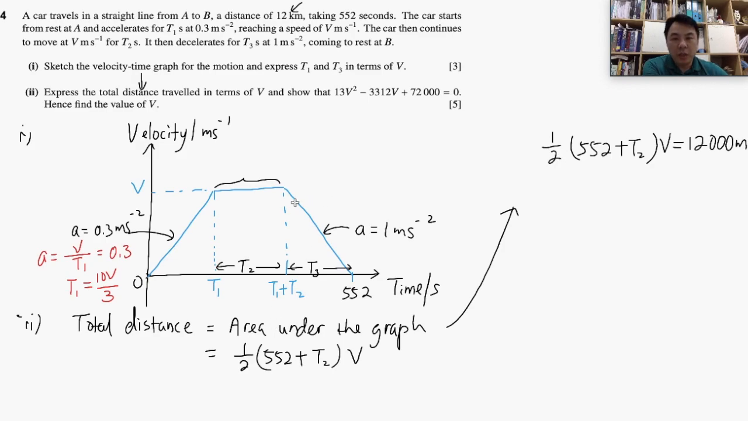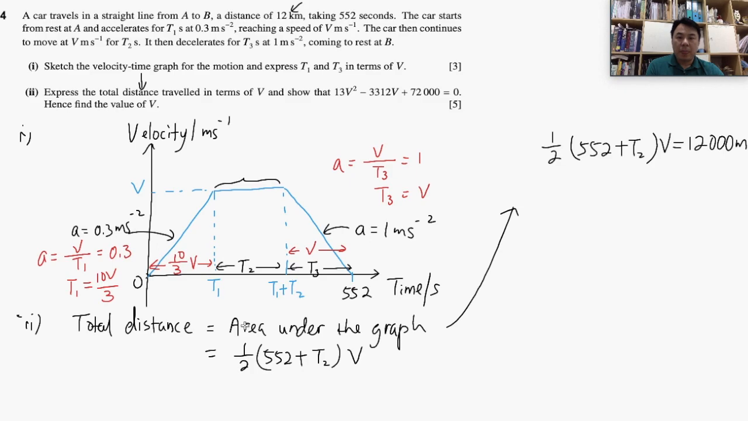And then we are also given an acceleration of a equal to 1 meter per second squared for the last stage of the journey. Now in this case we can write down a equal to v divided by t3, which is the same as 1. And here we can state that t3 is actually equal to v. T1 is 10 over 3 v here.